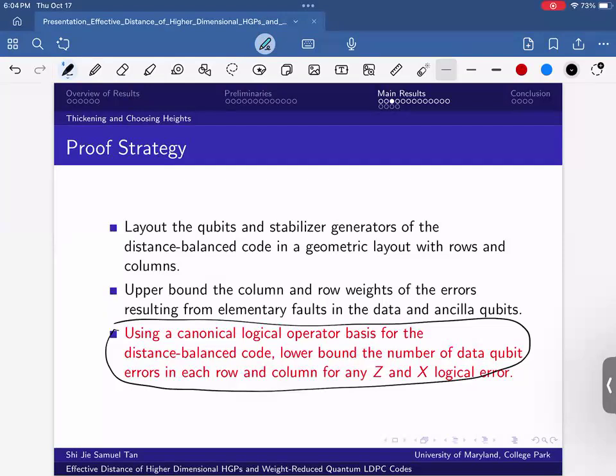Does that make sense? I'll repeat one more time, just to make sure it's clear. There's a geometric layout where you have rows and columns of qubits. We want to show that each generator that you measure only impacts either a row or a column of qubits, and that's bounding how much error can propagate. So if you have an error in the ancilla qubits, it only propagates to one row or one column. We then show that a logical error of the distance balanced code has to span at least some number of rows and some number of columns. And therefore, there's this robustness that we talk about.